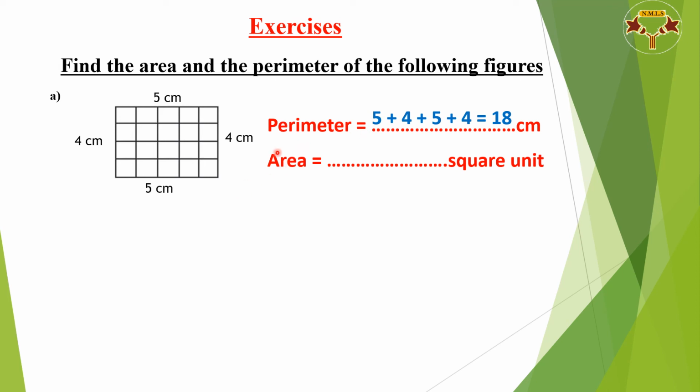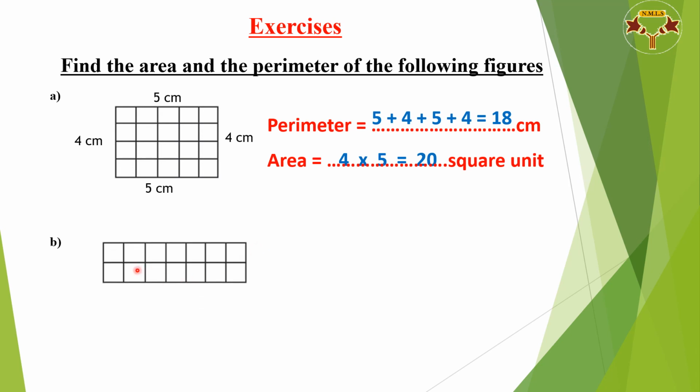centimeter. And if I want to get the area of this rectangle, we know that area equals length times width, okay? Then we will multiply 5 times 4 equals 20 square unit, or we can say 20 square centimeter, okay? 20 centimeter square, okay?